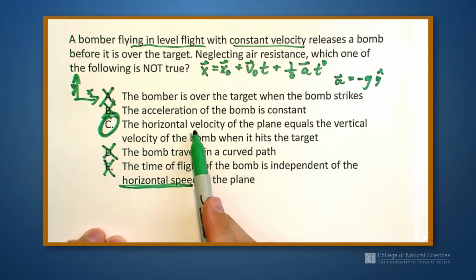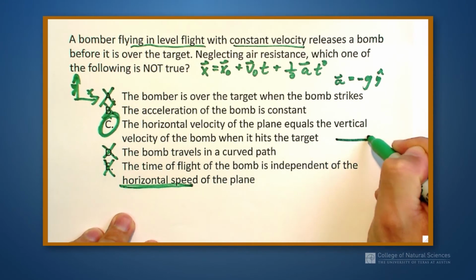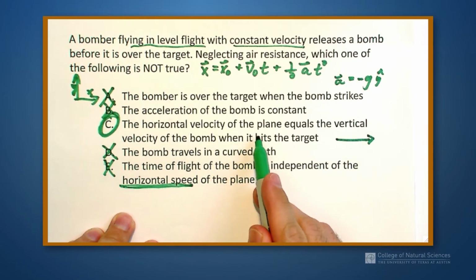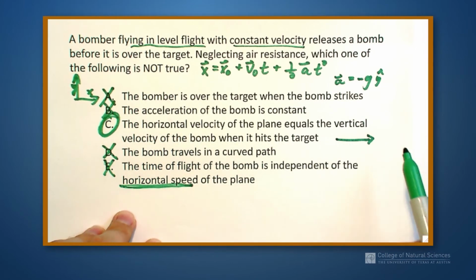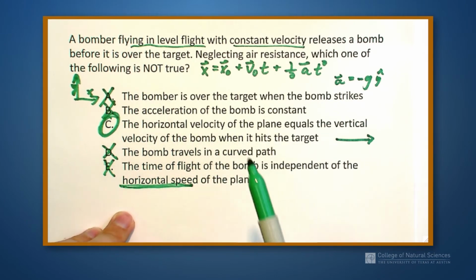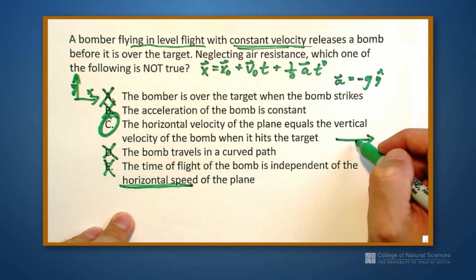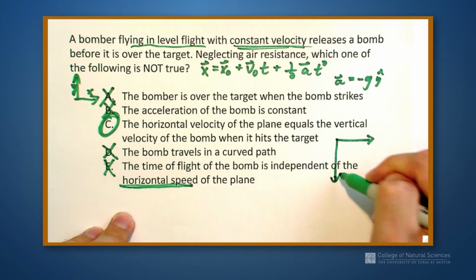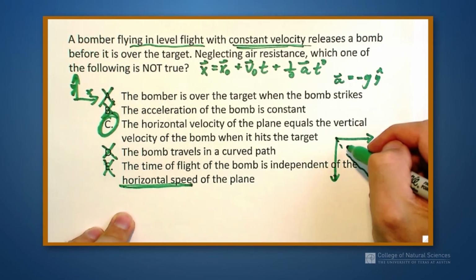So let's go back to this one. It says the horizontal velocity of the plane equals the vertical velocity of the bomb. The horizontal velocity of the plane is the horizontal velocity of the bomb. No acceleration in the horizontal direction, so its initial horizontal constant velocity is going to be the same for the plane and the bomb, and it's never going to change. So if our horizontal velocity equals our vertical velocity, that would make this thing have to land at a 45-degree angle.